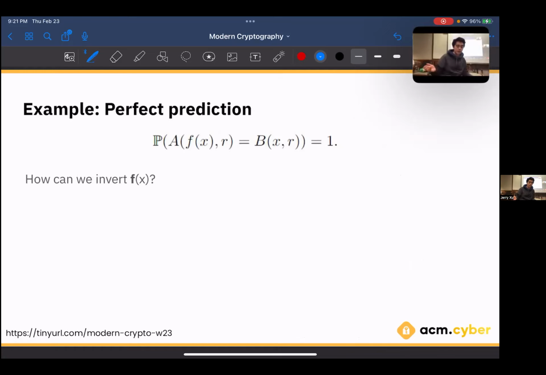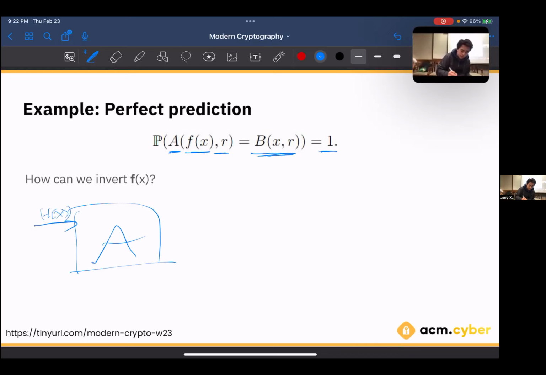So imagine I gave you an adversary that, when you give it the output of this one-way function g, predicts the hardcore bit with 100% probability, right? So we can draw A like a box, and it's going to take in one string, which is presumably f of x, and another string, which is presumably r, and it's going to give you an output, which would be the hardcore bit given x and r, right?